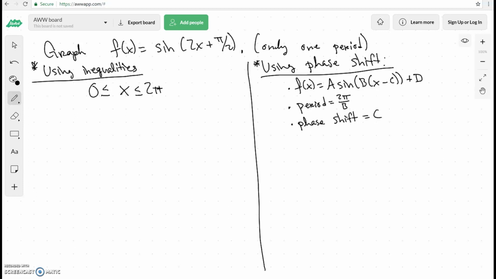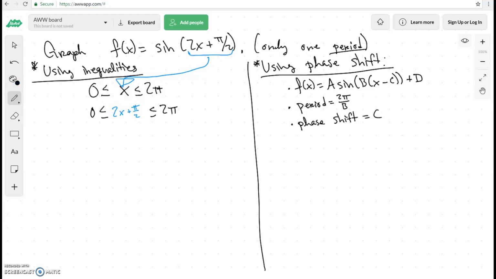So let's start. I want to graph f of x equals sine of 2x plus pi over 2, and I only want to graph one period. The first thing I'm going to do is, I know that x is between 0 and 2 pi. One whole period is from 0 to 2 pi. So I'm going to take this thing inside and plug it into the x. What I'm going to get is 0 is less than or equal to, all the way to 2 pi, and then what I'm going to have inside is just 2x plus pi over 2.